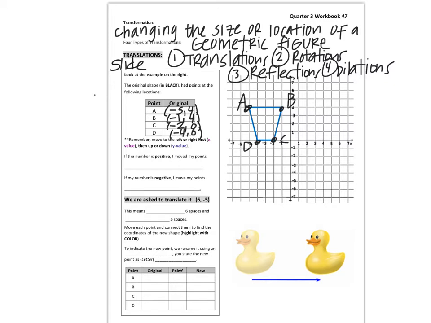Okay, so now it says if the number is positive, I move my points. Well, think about it. If X is positive, you move right. If Y is positive, you move up. So we'll say right or up. If the number is negative, you go left or down. So we'll say left or down. And don't forget, ordered pairs are X, then Y.